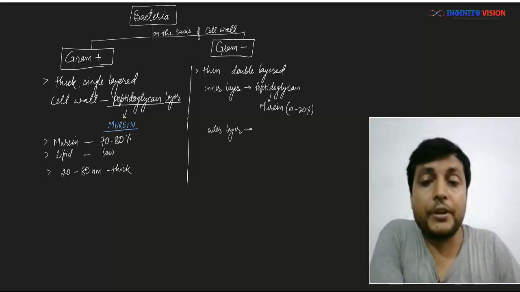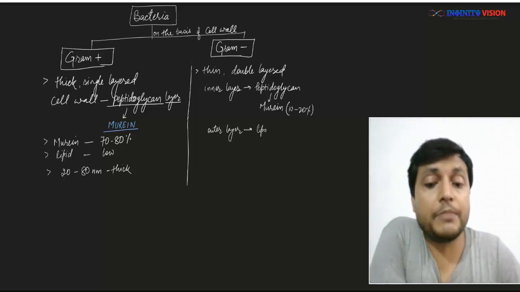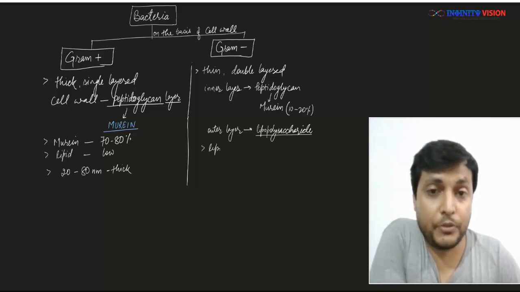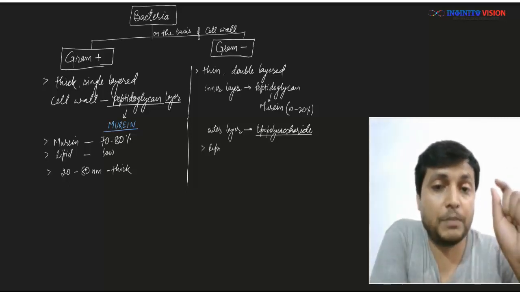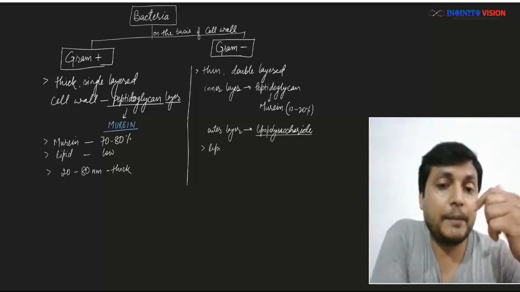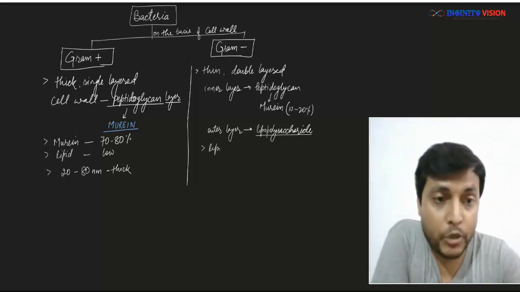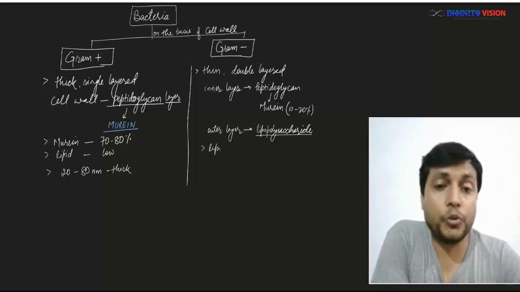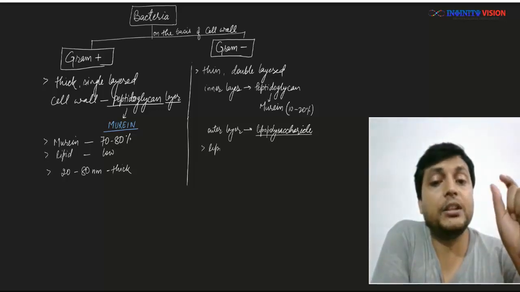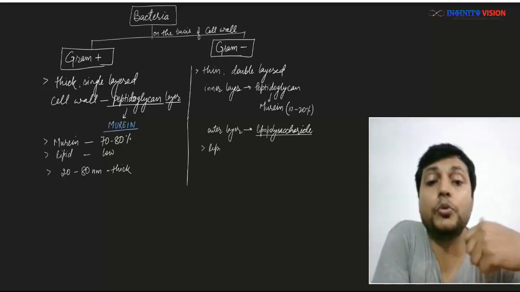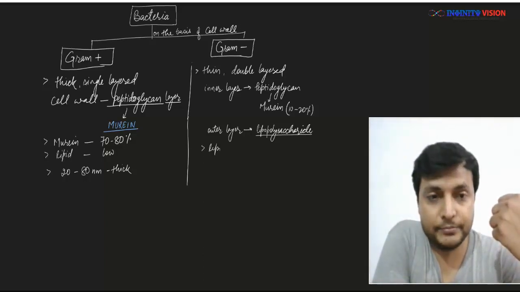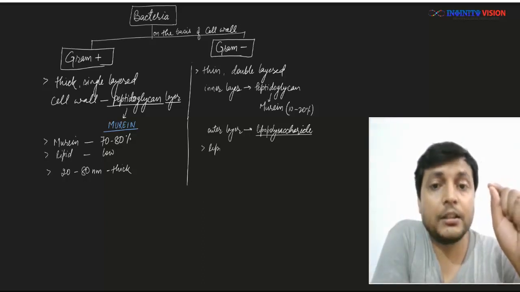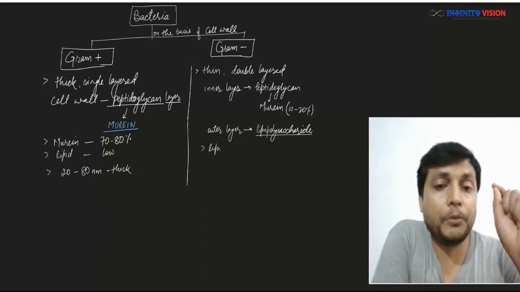Now, the outer layer is made up of lipopolysaccharide. What is lipopolysaccharide? First of all, it is made up of two words, lipo and polysaccharide. Polysaccharide is carbohydrate. Lipo is for lipid. So it is a conjugate molecule made by the conjugation of a lipid molecule with a carbohydrate. So the outer layer is made up of lipopolysaccharide.